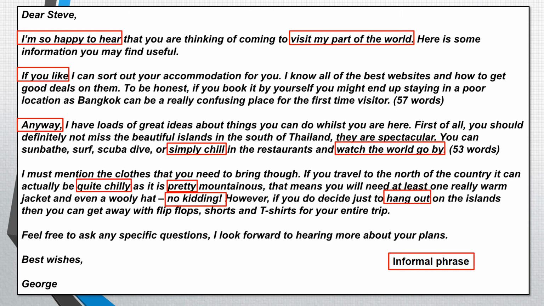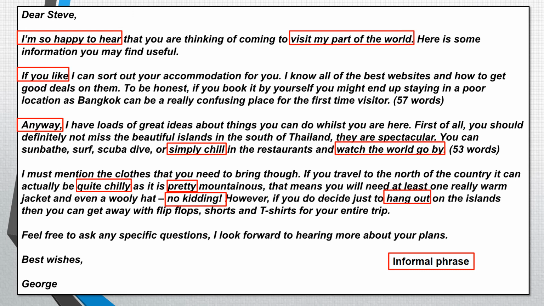So we've got, I'm so happy to hear. Visit my part of the world. That's a very nice phrase. Visit my part of the world, if you like. Anyway, simply chill in the restaurants. Watch the world go by. It's quite chilly. Pretty mountainous means quite mountainous. No kidding. That's definitely a very informal expression. And hang out is definitely a very informal phrase as well. So they're the types of phrases you can use to ensure your letter is informal.